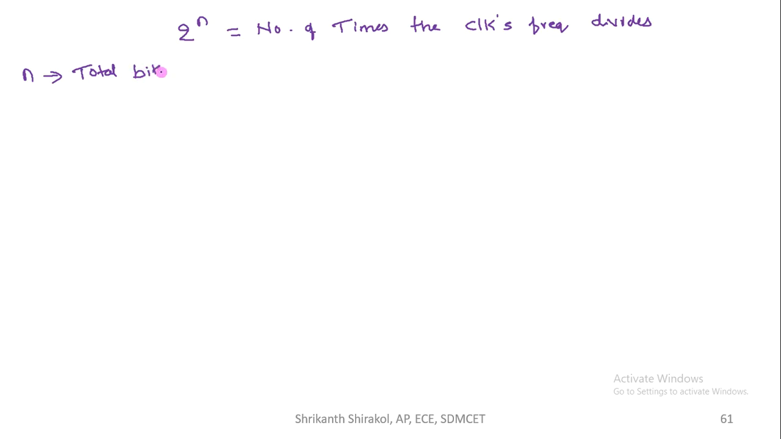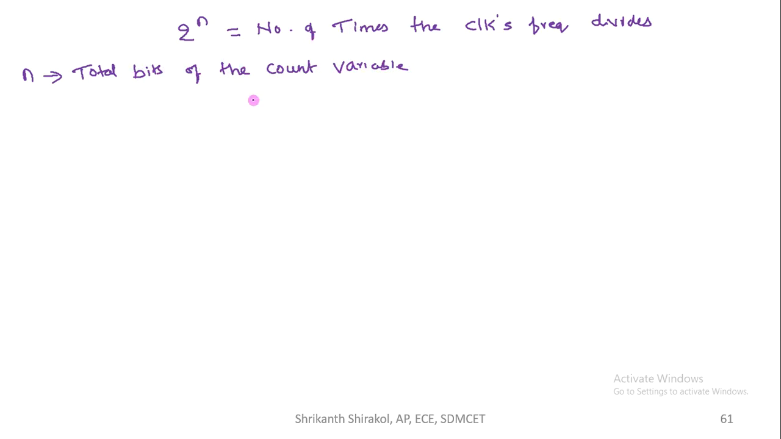So I'll take it in the next slide. What is our learning from the previous thing? 2 raised to n is equal to the number of times the clock's frequency divides. What is n here? N is the total bits of the count variable. Correct? So this is how it is.